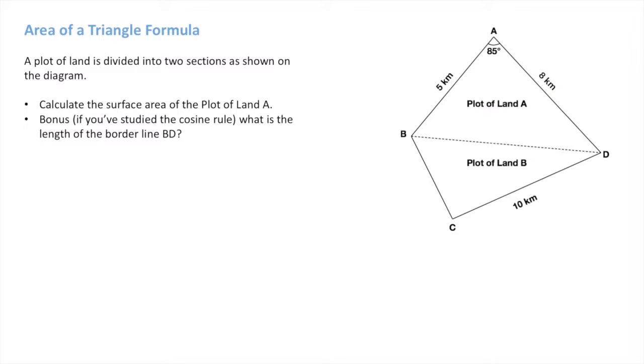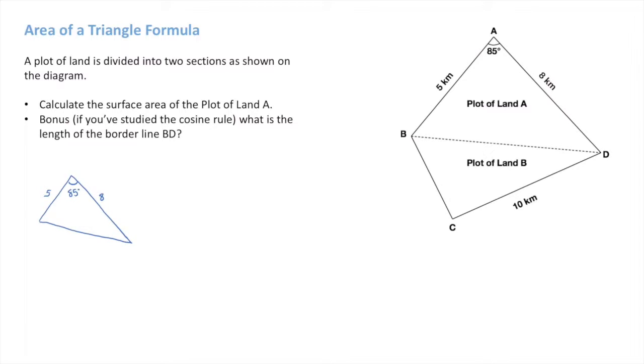So let's get started. First of all, the plot of land A, looking at our diagram, we can see is a triangle. So I'm going to make a quick sketch, and I highly recommend you do the same when solving this type of question. Very quick sketch of the plot of land A. And I can see that I'm dealing with a triangle. It has two side lengths that were given. That's 5 and 8. And we're also told the angle between those two side lengths. So that's 85 degrees right here.